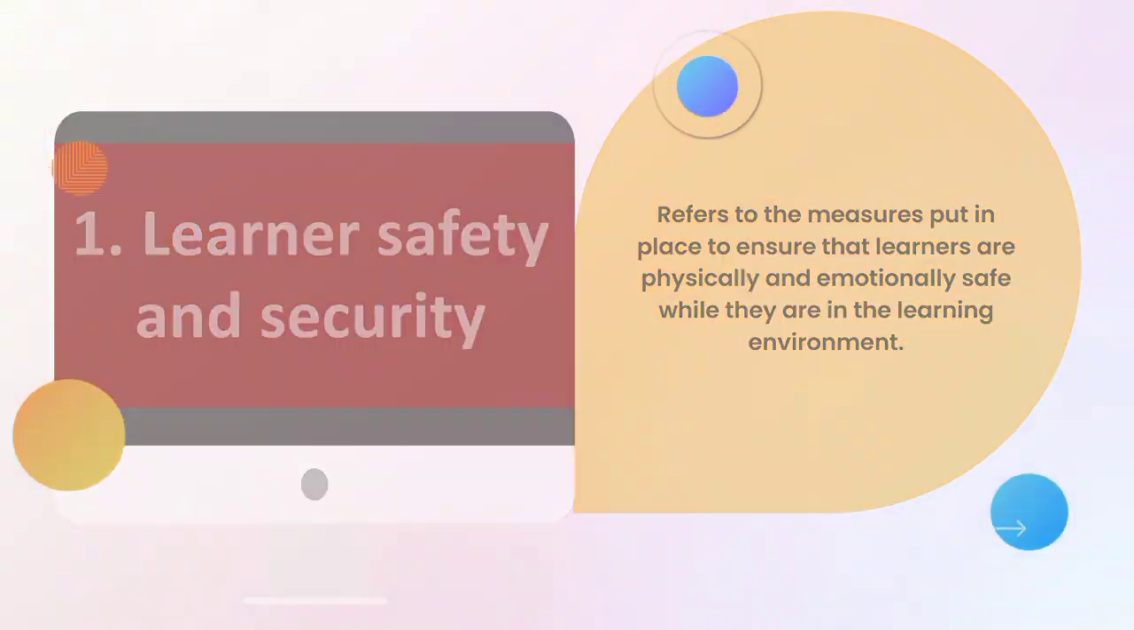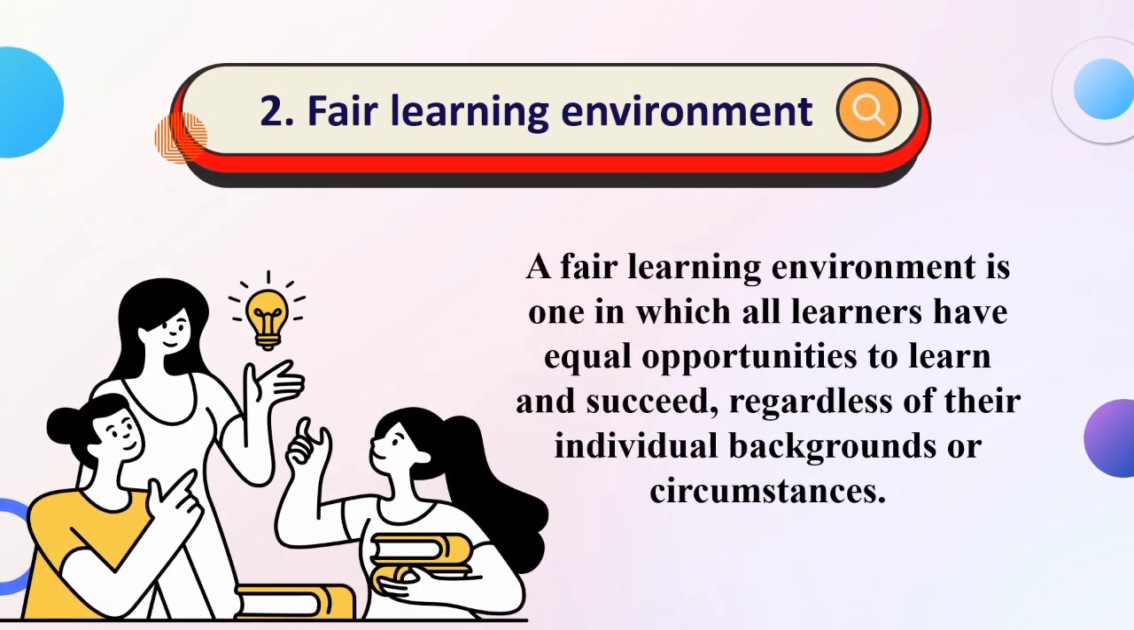The second strand in Domain 2 is fair learning environment. A fair learning environment is one in which all learners have equal opportunities to learn and succeed, regardless of their individual backgrounds or circumstances. It is an environment that promotes equity, inclusivity, and diversity, where learners are treated with respect and their unique identities and experiences are valued.